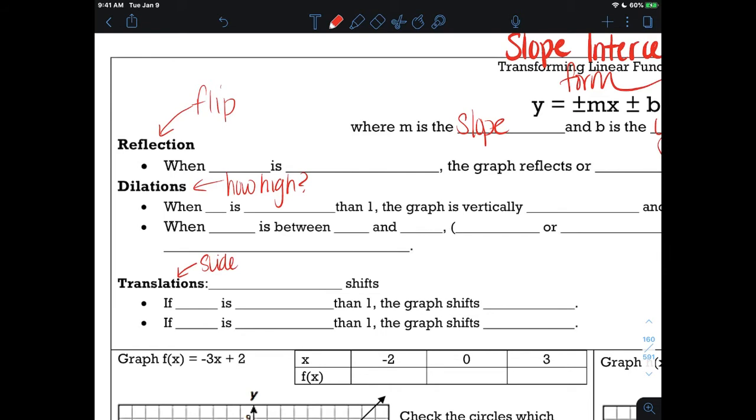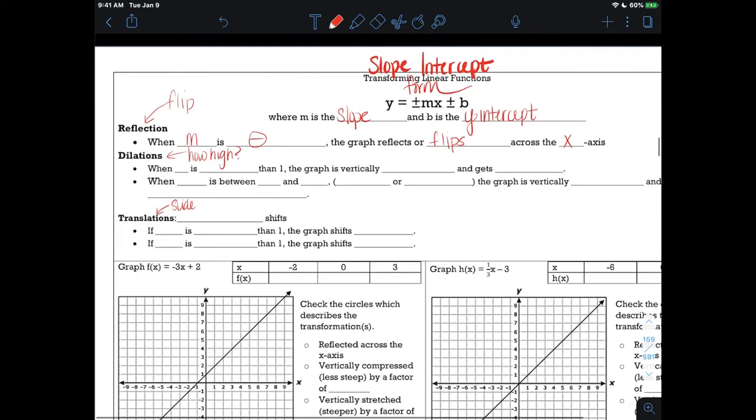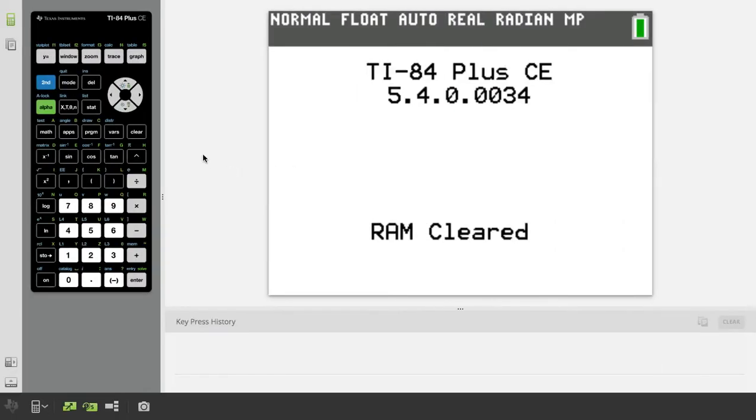Okay? So reflection. First of all, the only thing that we have to know about reflection is that when my m is negative, the graph reflects or flips across the x-axis. So what does that mean? That means that all of my graph just changes places from where it was before. So let's go ahead and take a look at an example of that.